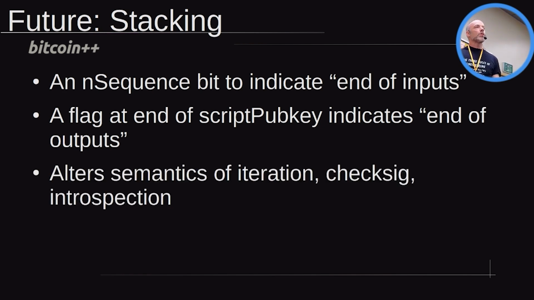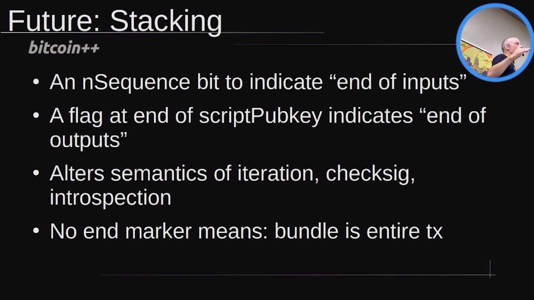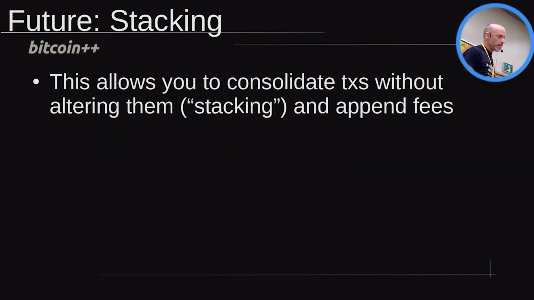And of course, this would alter the semantics of iteration, check sig, and introspection. They would all behave as if you were the only thing in the universe. Your substack, your little sub-transaction, was the whole thing. So those all just worked like normal. And of course, if there's no end marker, that means your group is the entire transaction. So that's where you stick the fees at the end. Right? That would kind of work.